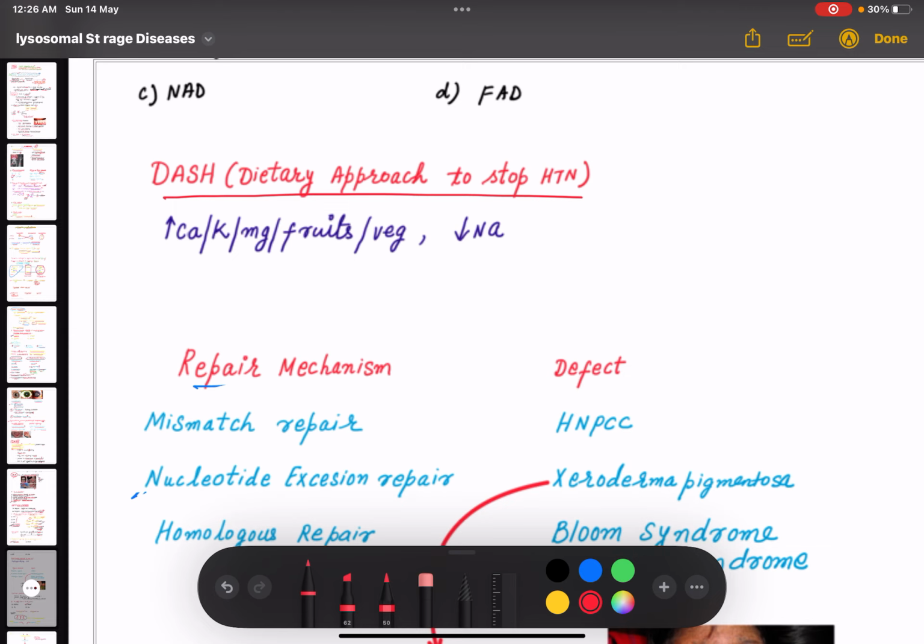What is the DASH diet? Dietary approach to stop hypertension. It is the approach to stop hypertension with the help of diet. The diet contains high calcium, high potassium, high magnesium. Increase the number of fruits and vegetables, but decrease the sodium. We know that sodium increases water inside the blood, therefore it increases the risk of hypertension. So we have to decrease the sodium in the diet, and this was a question in the exam.